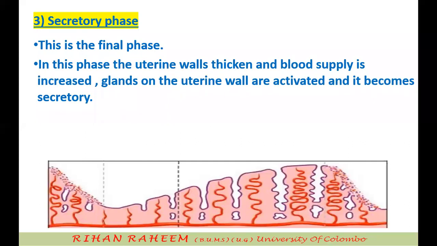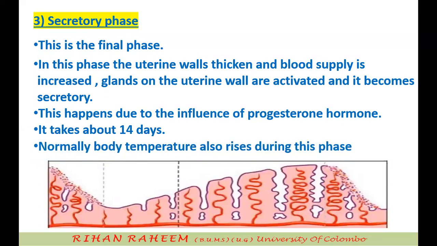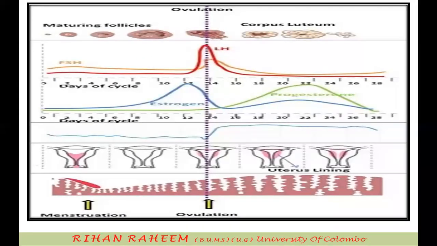In this phase, the uterine wall thickens, the blood supply is increased, and the glands of the uterine wall are activated and become secretory. All the secretions are coming. This happens due to the influence of the progesterone hormone. This also takes 14 days. Normally the body temperature also rises during this phase. I think you can see it in this chart.